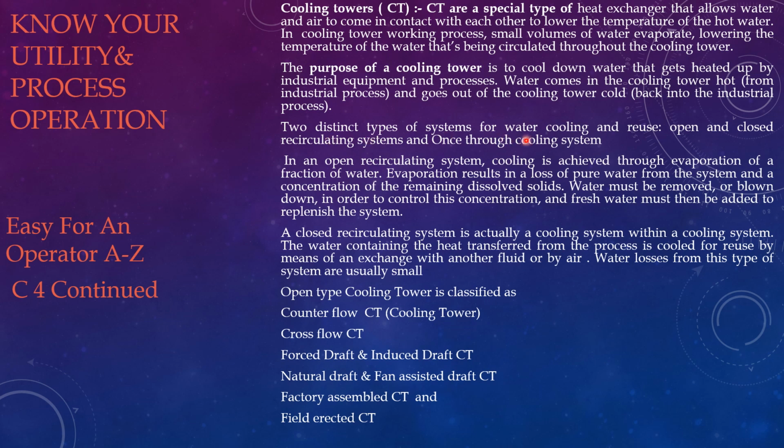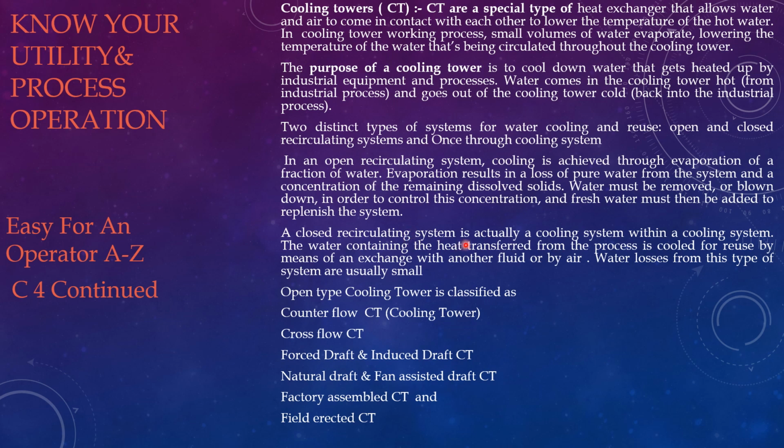Two distinct types of systems for water cooling and reuse are open and closed recirculating systems and once through cooling systems. In an open recirculating system, cooling is achieved through evaporation of a fraction of water. Evaporation results in a loss of pure water from the system and a concentration of the remaining dissolved solids. Water must be removed or blown down in order to control this concentration of the TDS. The fresh water must be added to replenish the system.